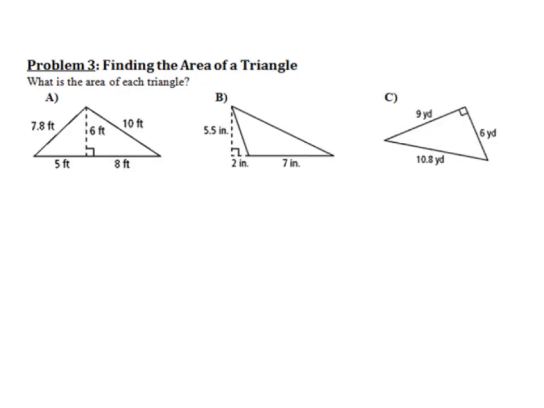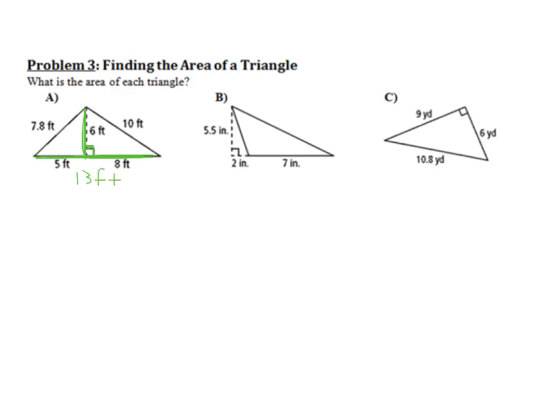So the first thing you should always do is look for where is your 90 degrees. So right here is my 90 degrees. So here's my whole base. And you should always just use the solid line when you're talking about a triangle. The solid line is your only base. And here's my height. So in this case, I have to add up the 5 plus 8. So that would be 13 feet.